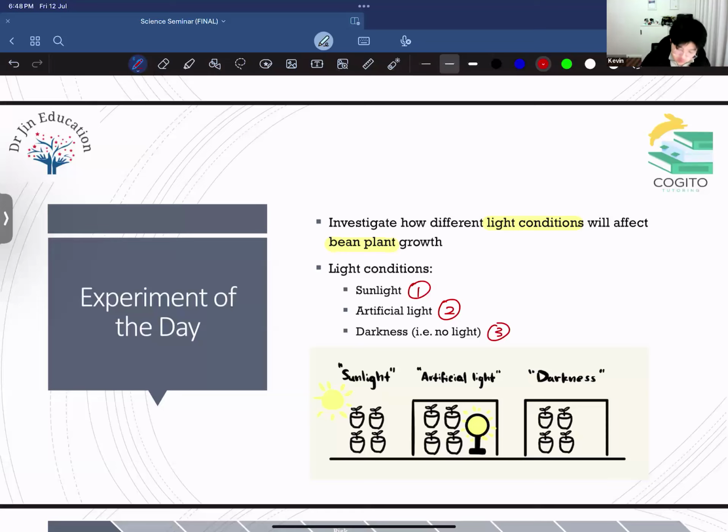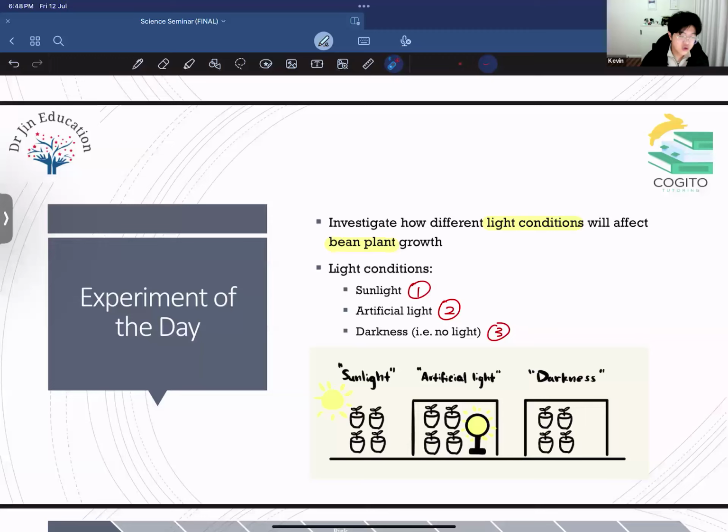I drew a little diagram for the setup as well. In sunlight, I drew a little sun, and then you can see 4 bean plants. There's artificial light, so you can see there's a lamp, and there's also 4 bean plants. There's a box around it to make sure it's not getting any natural light. And darkness: you have a box around it, and you have 4 bean plants, and it doesn't get any light at all.